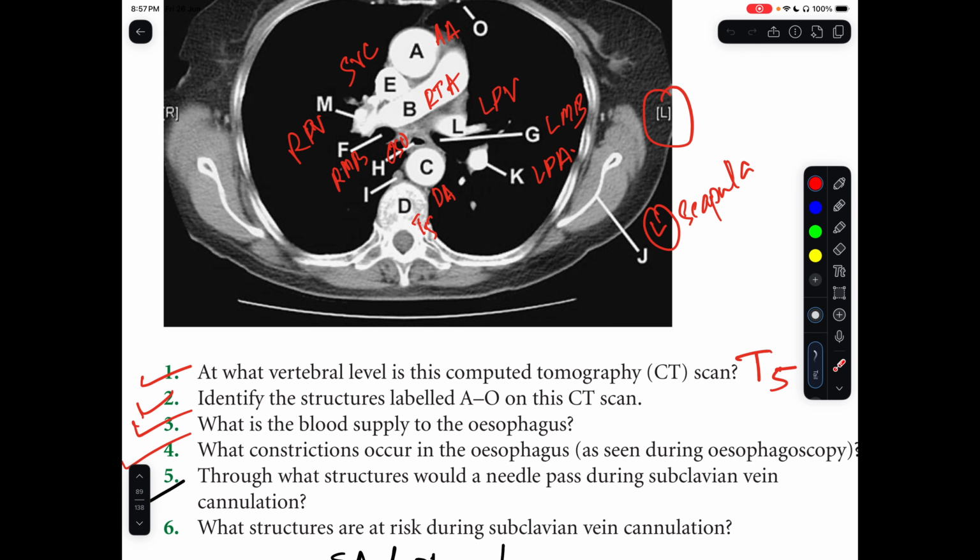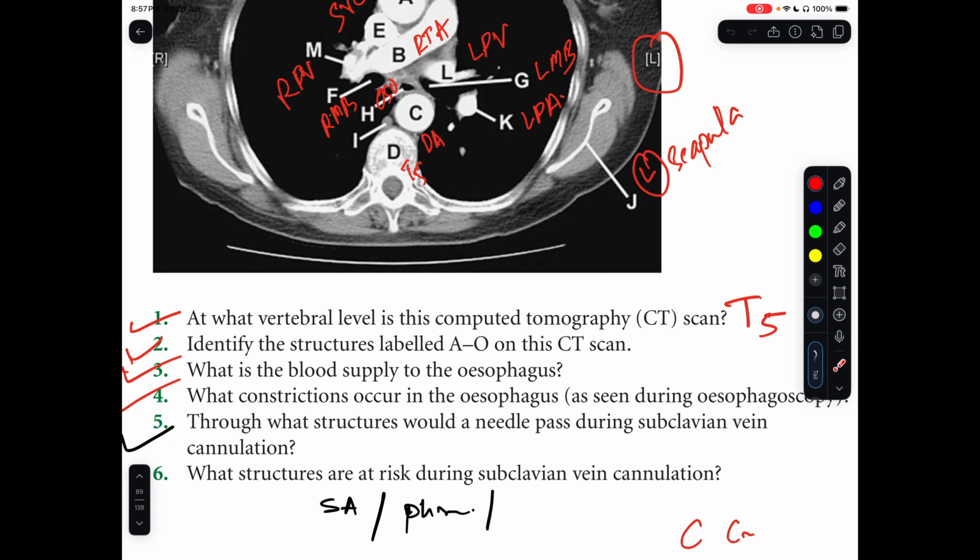Through what structures would the needle pass during subclavian vein cannulation? Now you are just trying to put a cannula into the subclavian vein. So it will start from skin, subcutaneous tissue, deep fascia, then the clavicular head of pectoralis major. It has to go through the pectoralis major because the clavicle is already there. Then clavipectoral fascia, subclavius, and the subclavian vein wall.